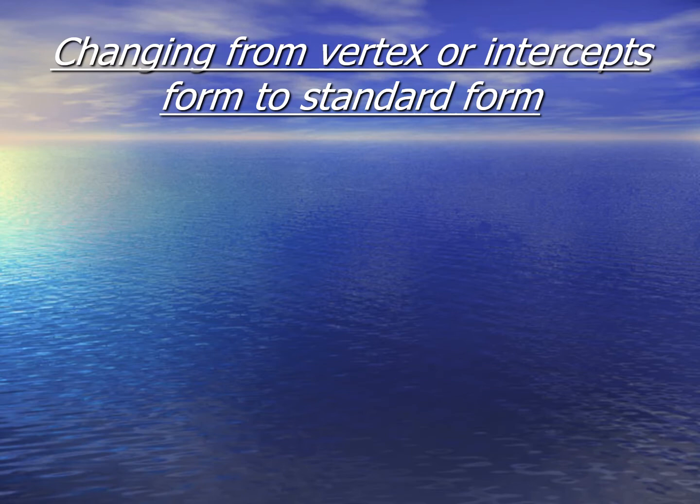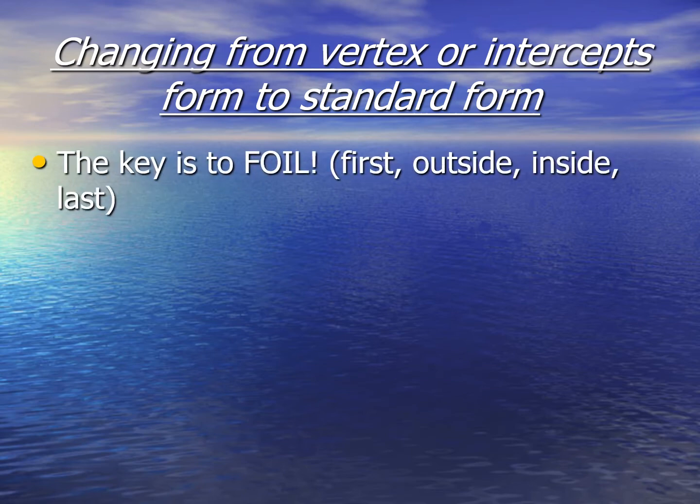Changing from vertex or intercepts form to standard form. The key is to FOIL. So F stands for first, first times first, then O stands for outside times outside, I stands for inside times inside, and L stands for last and last. You learned this one in your algebra before.